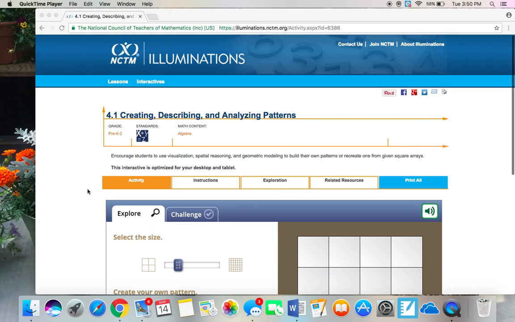Hello. I decided to do another teaching idea on an applet that I found again on the NCTM Illuminations website. Now, this one is appropriate for grades pre-K through 2.